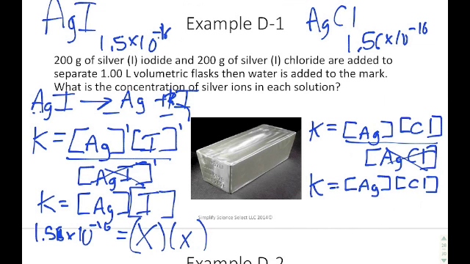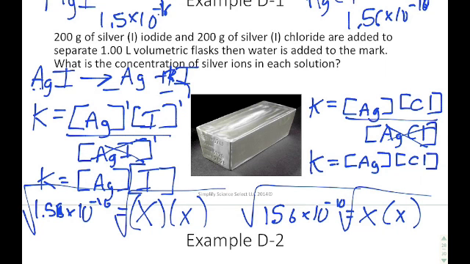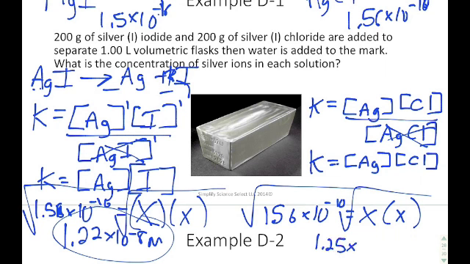On the other side, you're going to have 1.56 times 10 to the minus 10th equals the same thing: x times x. These are very different values. Remember, x times x is the same thing as x squared. So you can take the square root of both sides, and that gives you the silver concentration. If you were to do that, for silver iodide you would get approximately 1.22 times 10 to the minus 8th, and for silver chloride you would get something like 1.25 times 10 to the minus 5th.